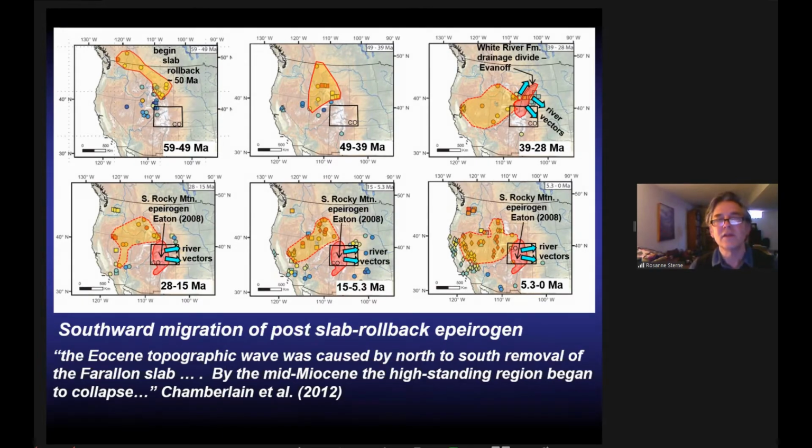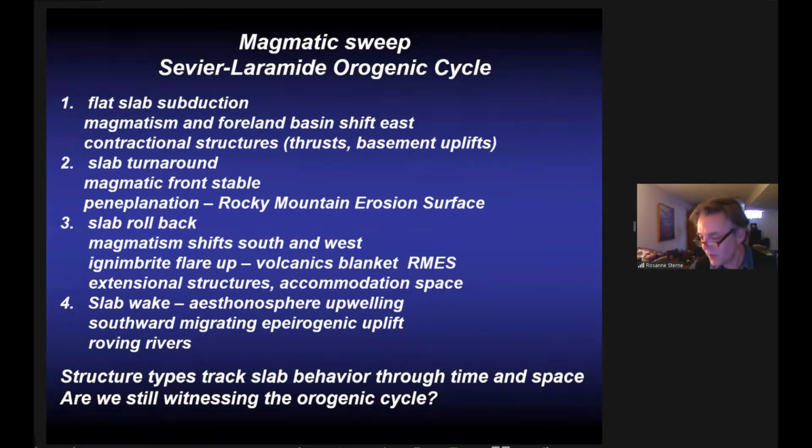So just as a summary to put us in a broader context, I'm always trying to think in broader context. What is the significance of these shifting rivers and these uplifts, and how do they fit into a broader context? And I think it's part of this magmatic sweep. I'll call it the Sevier-Laramide orogenic cycle. And we start with flat slab subduction. The magmatism in the foreland basin shifts to the east by 1,400 kilometers or so. We get all these contractional structures, be they thrusts or basement uplifts.